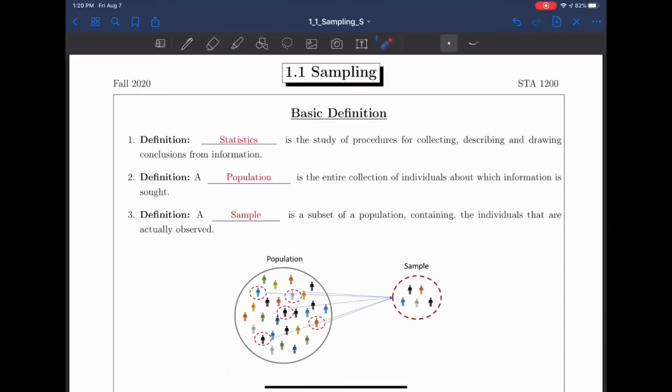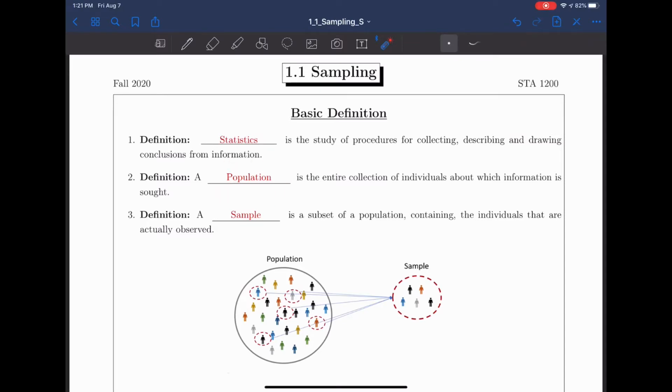Hello, everybody. In this section, we're going to talk about different sampling methods and how they are used in statistical analysis and other real life problems. Before we get into that, let's go over some basic definitions. Statistics is the study of procedures for collecting, describing, and drawing conclusions from information.